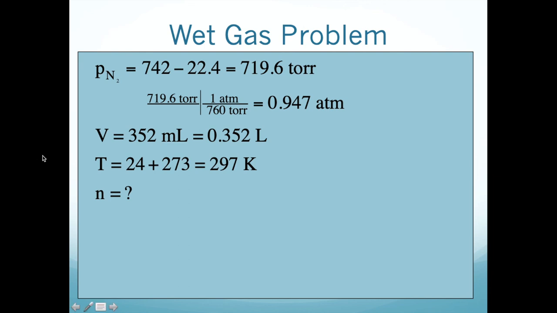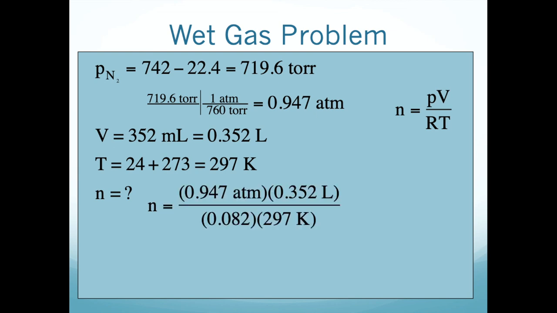Okay, so that first step's pretty easy, right? We take 742 torr, we subtract 22.4 torr, and we get the answer of 719.6 torr. This is the pressure of just our dry nitrogen. Now, since we want to use atmospheres for our ideal gas law, you'd accordingly convert that into atmospheres, right? Likewise, you want your volume in liters, you want your temperature in Kelvin. So if you take PV equals nRT, we can rearrange that to solve for n, right? n is equal to PV over RT if we've rearranged that formula properly.